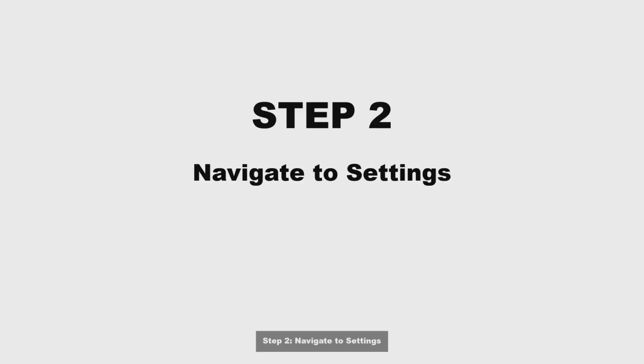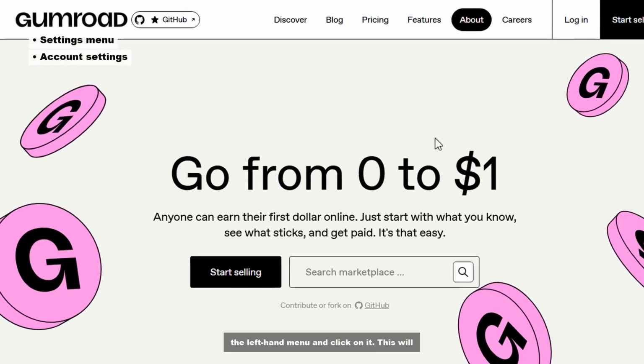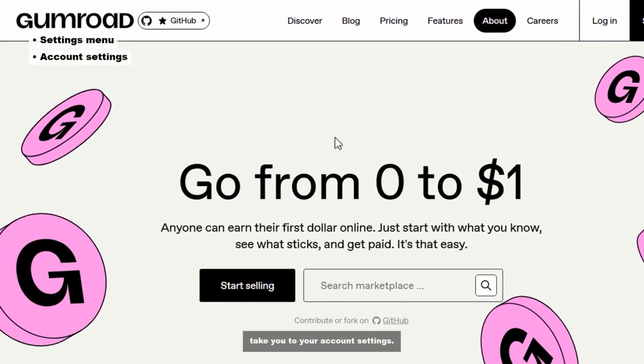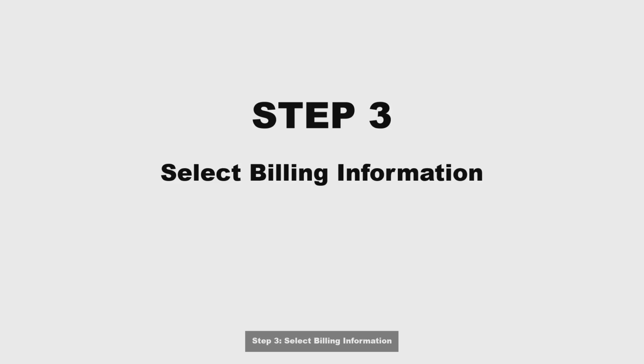Step 2. Navigate to Settings. Once logged in, find the Settings option in the left-hand menu and click on it. This will take you to your account settings. Step 3. Select billing information.